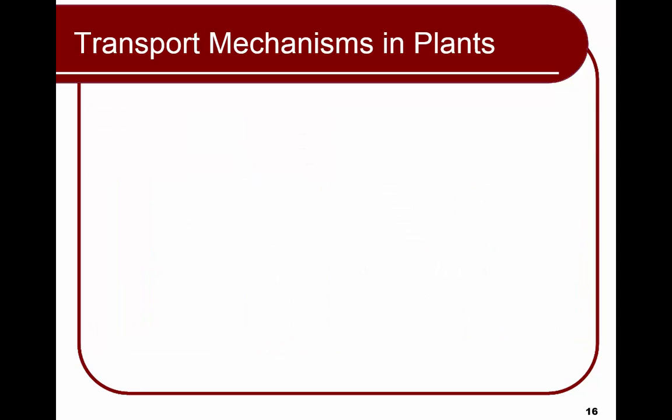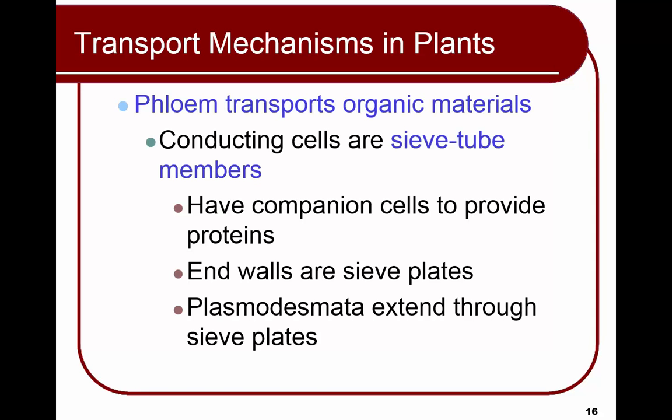Another transport mechanism is phloem, and this transports the organic materials or the sugars that are made by photosynthesis. And here the conducting cells are called sieve tube members. And they're going to have companion cells that go along with them to provide proteins to them. They're going to have some end walls that have these sieve plates, which are very numerous and have lots of pores in them. And then you're going to have plasmodesmata that go through those sieve plates.